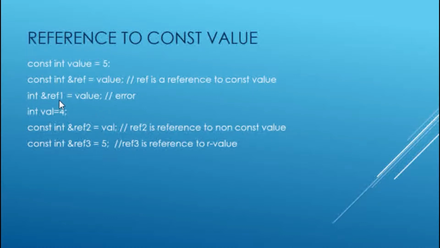So here we have created a non-constant reference which is pointing to a constant value. It will give an error. So ref will give an error over here. But a constant reference can refer to a non-constant value and also to an R value. Here we have created a constant reference which is pointing to a non-constant value, and even an R value. Here 5 is the R value, it is the literal.